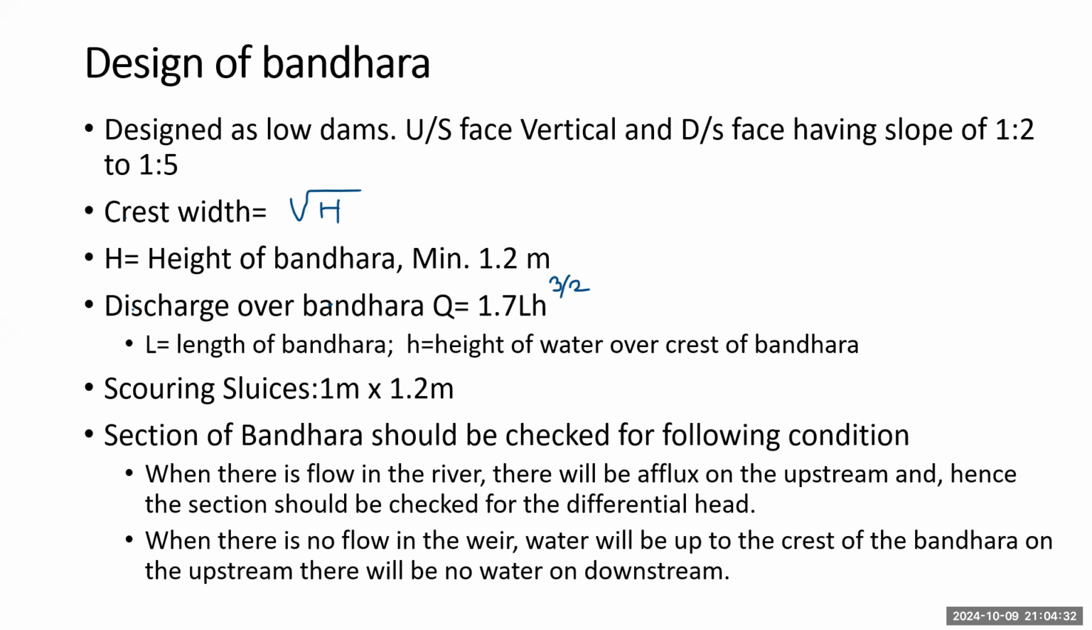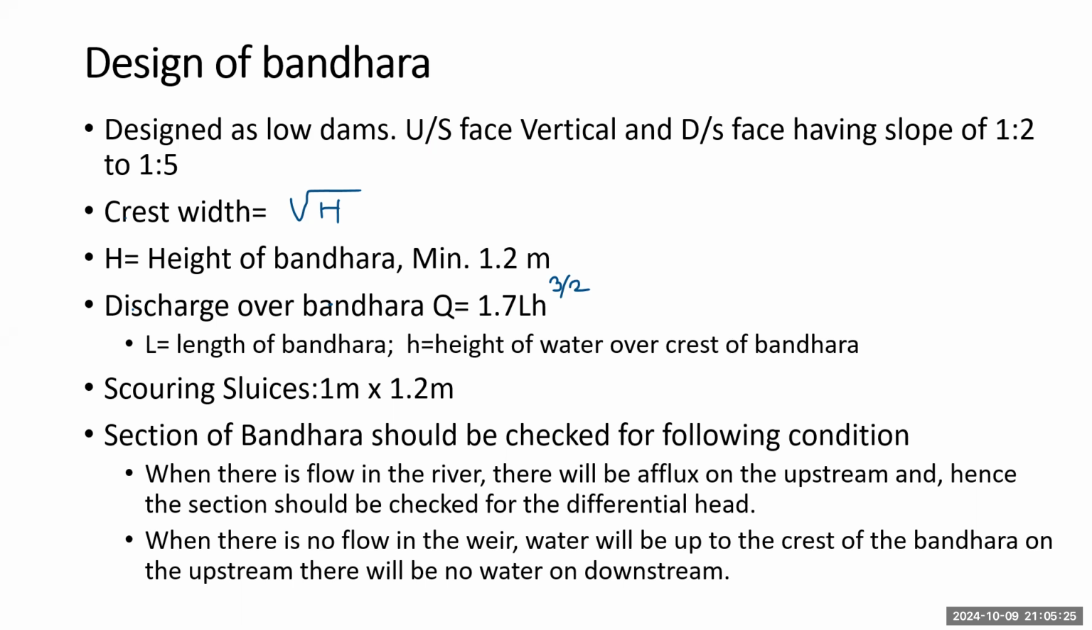Second is when there is no flow in the weir, and water is up to the crest of the Bandhara, not above the level of the Bandhara. And there is no water on the downstream side. In the first case, there is water on the downstream. So considering this particular loading, this cross section is checked for safety against sliding and safety against overturning. That is the basics of the design of Bandhara.